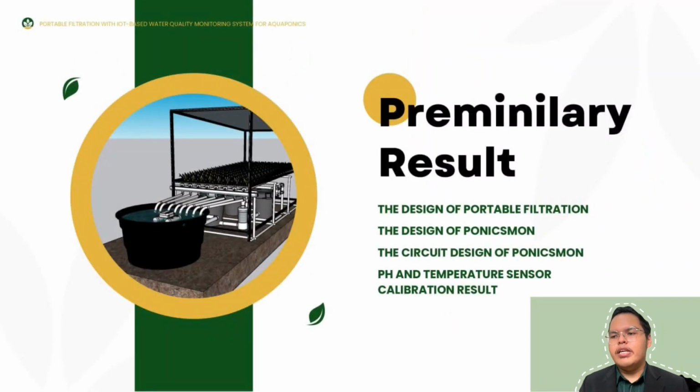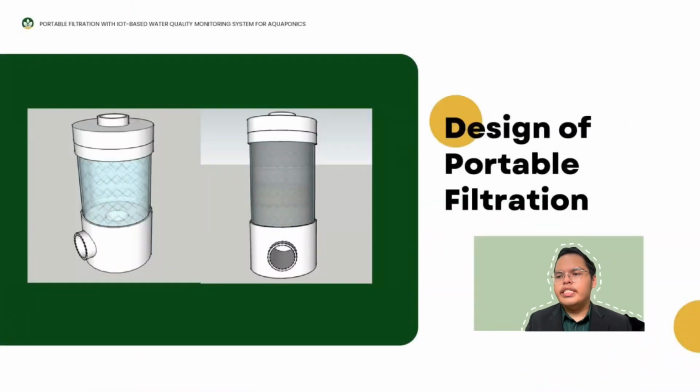So for the preliminary results, we show the design of the portable filtration, the design of Ponixmon, the circuit design of Ponixmon, and the pH and temperature sensor calibration results. So this is the design of the portable filtration. The design includes the acrylic cylinder, and maybe some material in 3D printing for the plastic top and bottom of the filter.